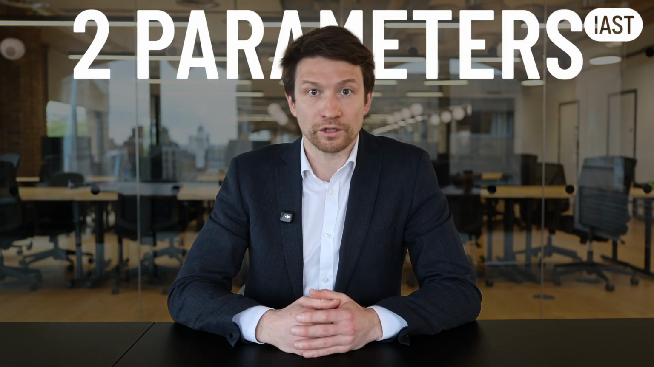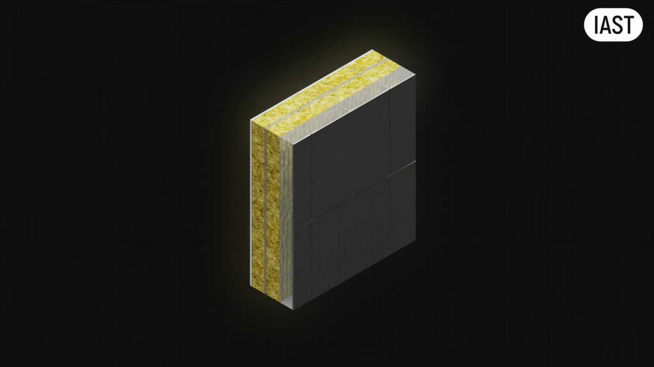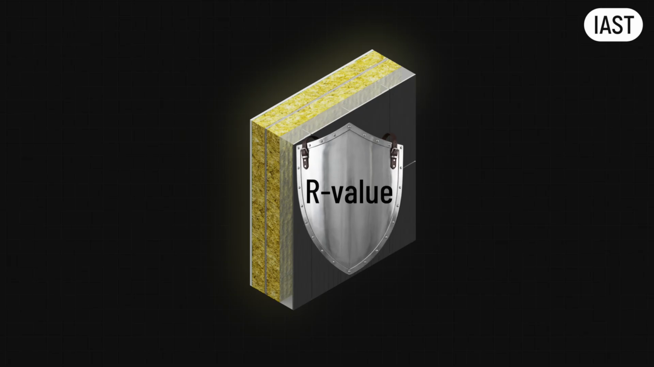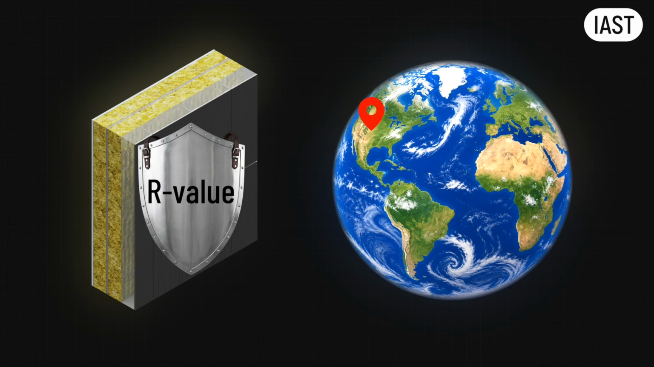Before we get to any formulas, there are two parameters you need to know. The first is total thermal resistance, the R value. Think of it as the armor of your wall. The higher the number, the thicker the armor, the harder it is for the heat to get through. In North America, external walls are regulated using R value.